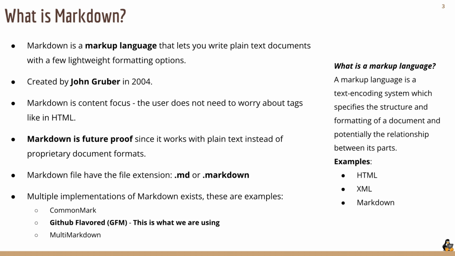One of the words that I mentioned recently was markup language. There are other markup languages in the market. As a matter of fact, HTML, the language used for making websites, for making the content of a website, is a markup language. A markup language is a text encoding system which specifies how a particular document is supposed to be structured. Markdown is essentially a standard, and there are many implementations of Markdown. The one that we will be focusing on is GitHub Flavored Markdown.